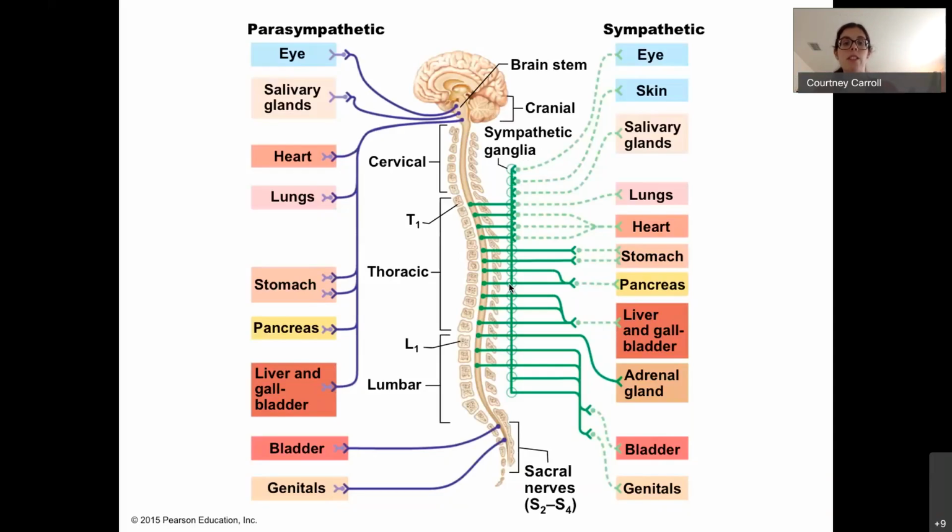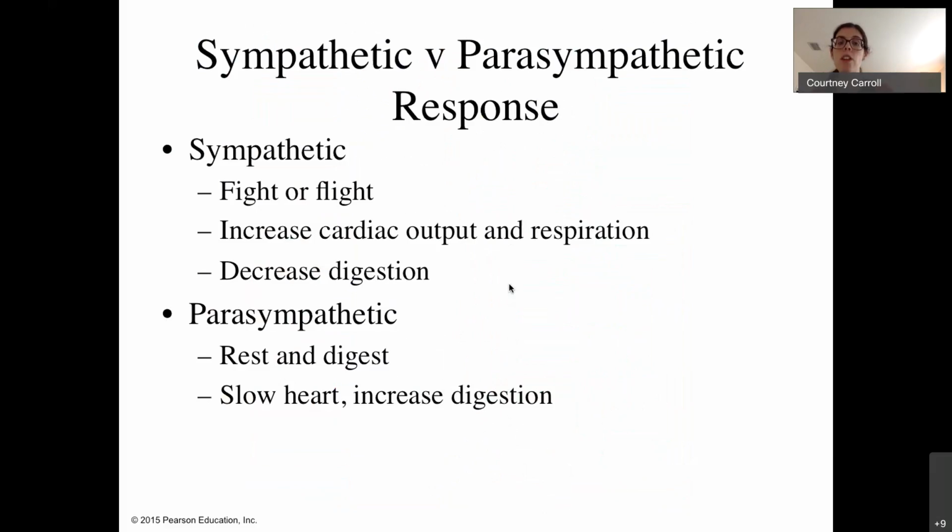What you should also notice is that there are certain ones that are only found in the sympathetic. So the sympathetic has a few extra targets, things like the skin, and a few others that we'll talk about are just coming from the sympathetic system. Okay. So what do they do? So the first part we talked about was the structure. Now let's tie it to that function. Sympathetic is your fight or flight response.